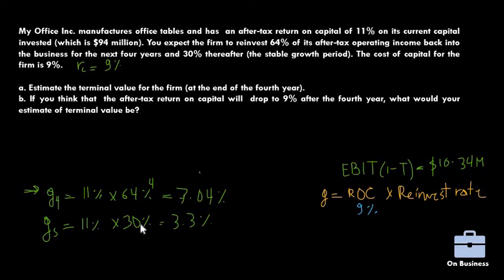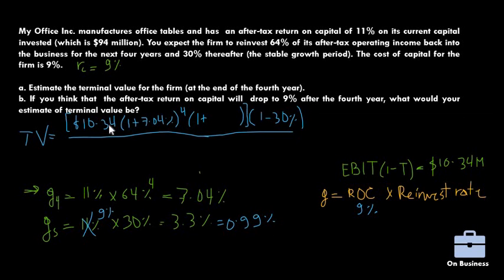Okay, so after the 4th year, I'm still investing at 30%, but the thing that changed here is that my return on capital became only 9%. So my new growth rate is changing, and now it's 0.99% instead of 3.3%. So how will this affect my terminal value? The first part stays the same.